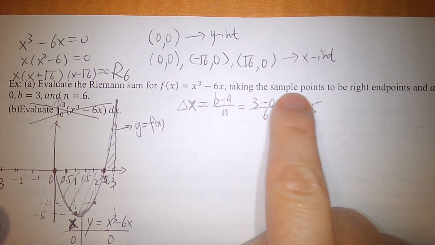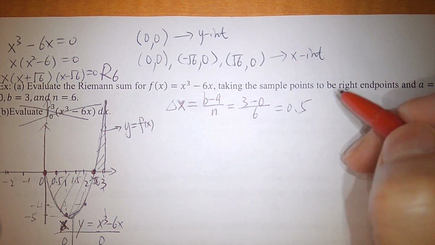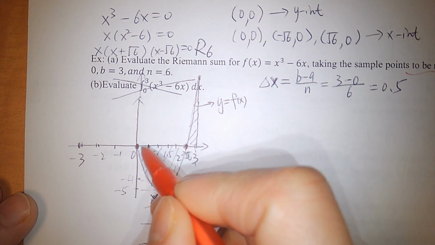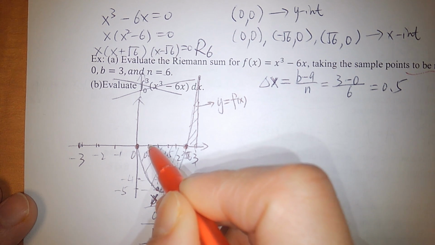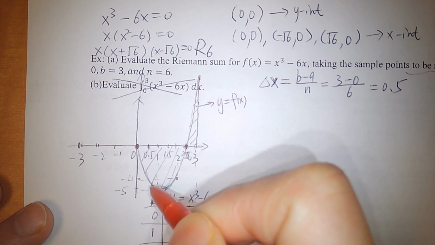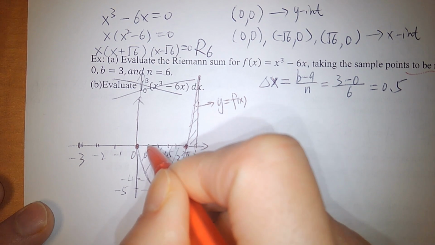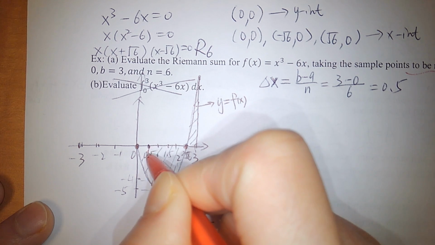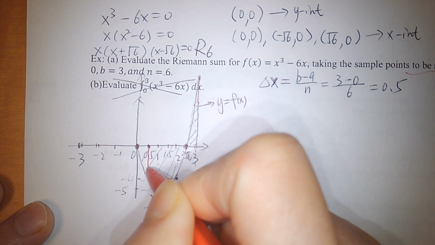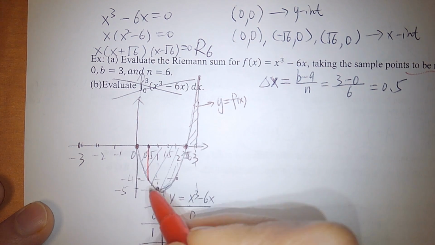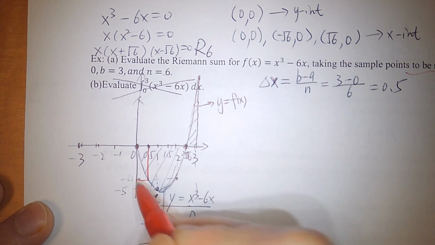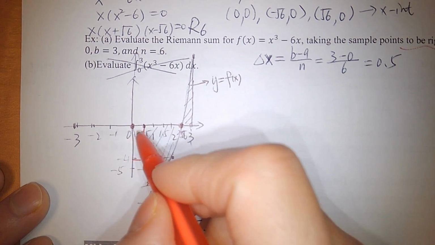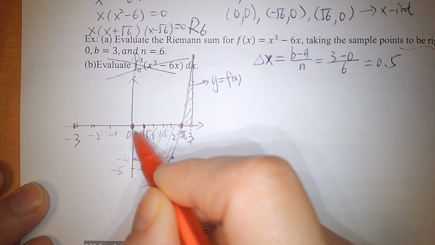Let me use a different color. What endpoint, what sample point should we use? Right endpoints, right? So from this subinterval from 0 to 0.5, if we're going to draw a rectangle, use the right endpoint, 0.5. Draw a vertical line until it touches the curve, and then draw a horizontal line until it touches the y-axis. So this is our first rectangle, right?